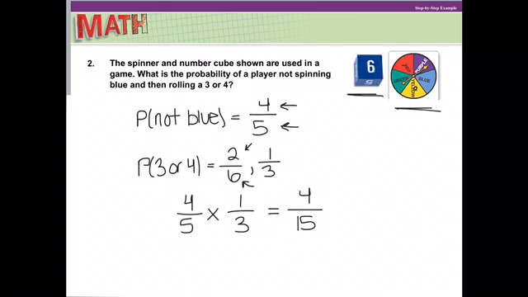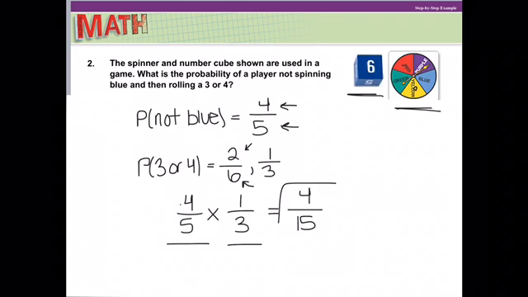I multiplied the probability of not blue, which is 4 out of 5, by the probability of 3 or 4, which is 1/3. Now remember, when we're multiplying fractions, we just multiply across. So 4 times 1 is 4, and 5 times 3 is 15. Now we cannot simplify that, so 4/15 is our answer.